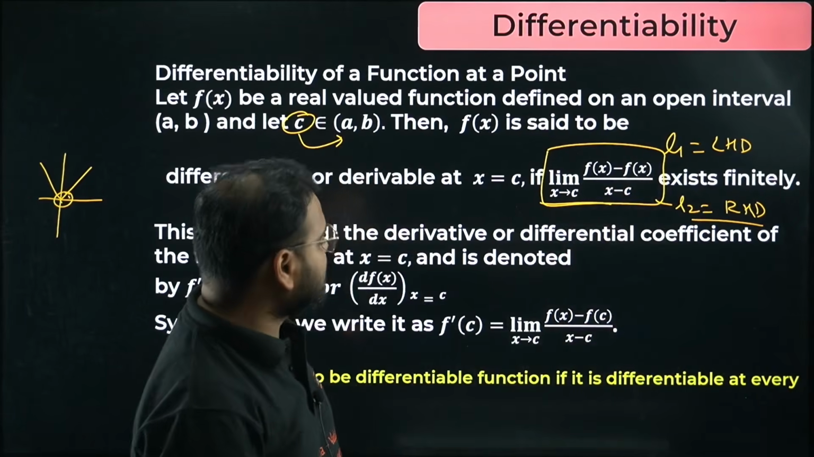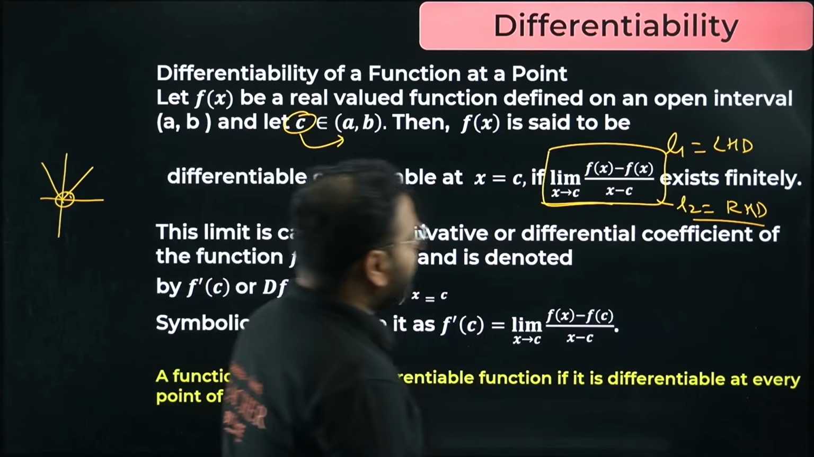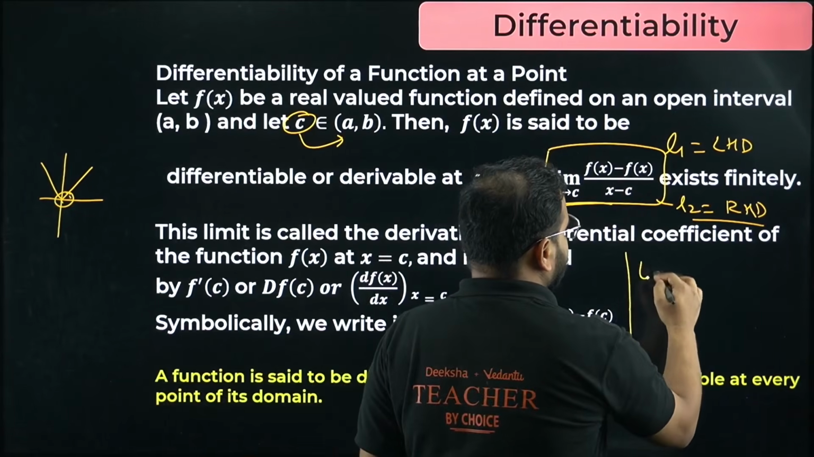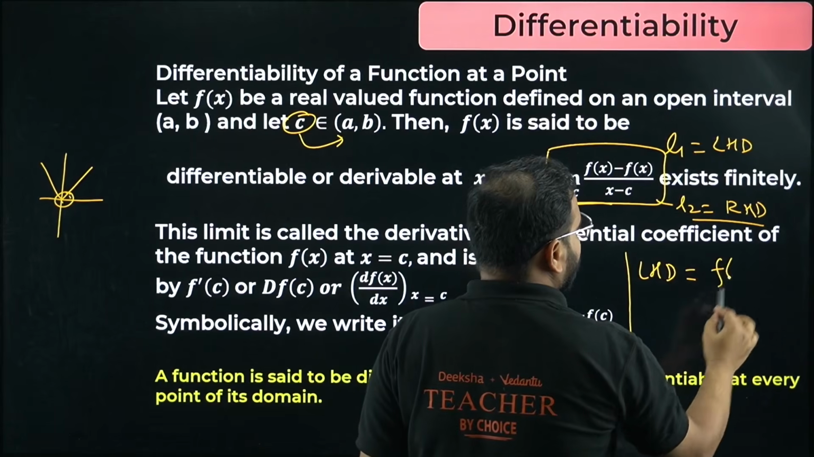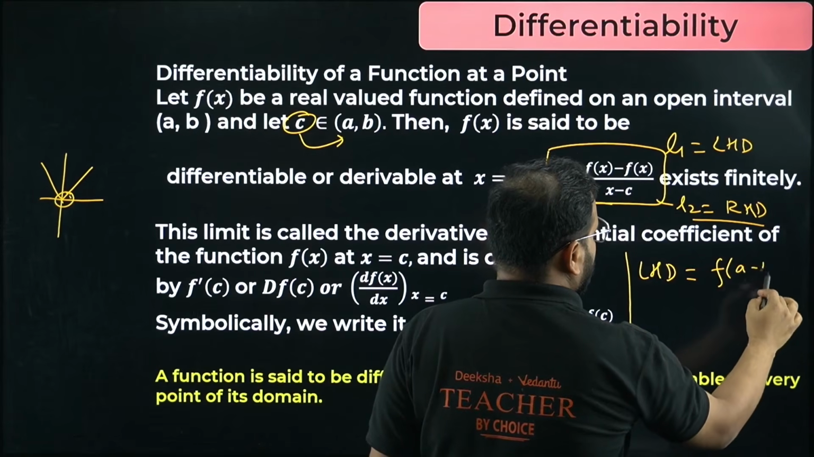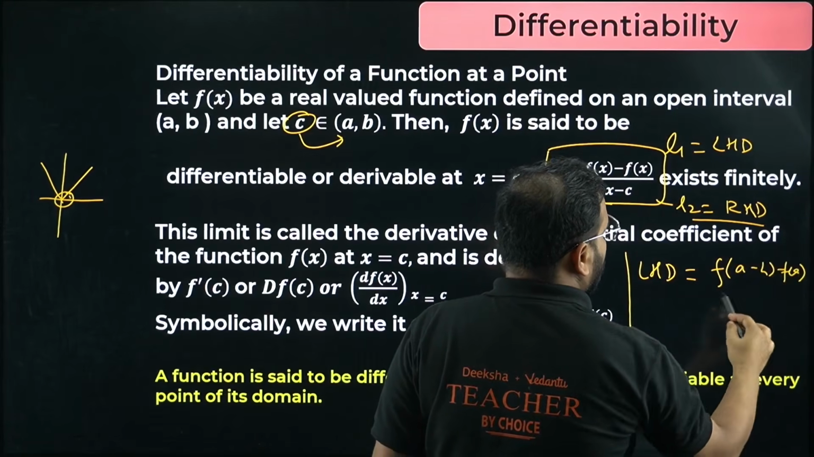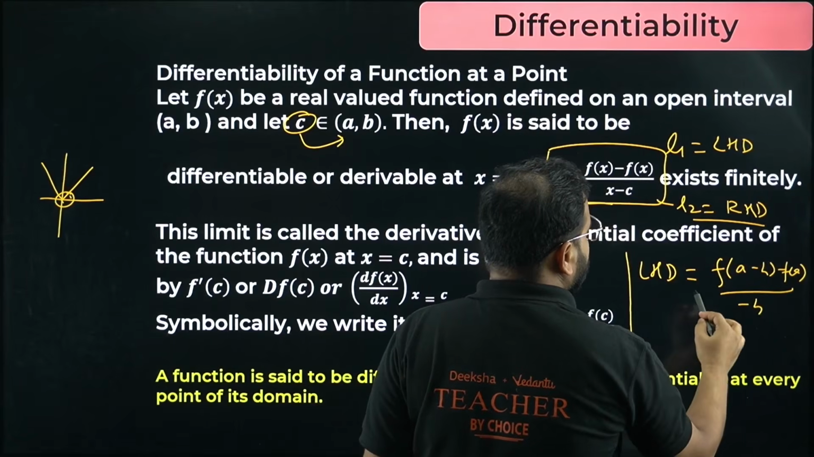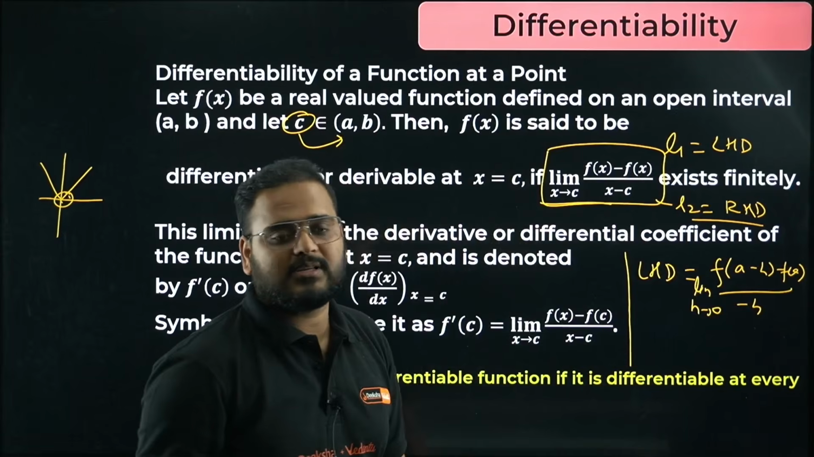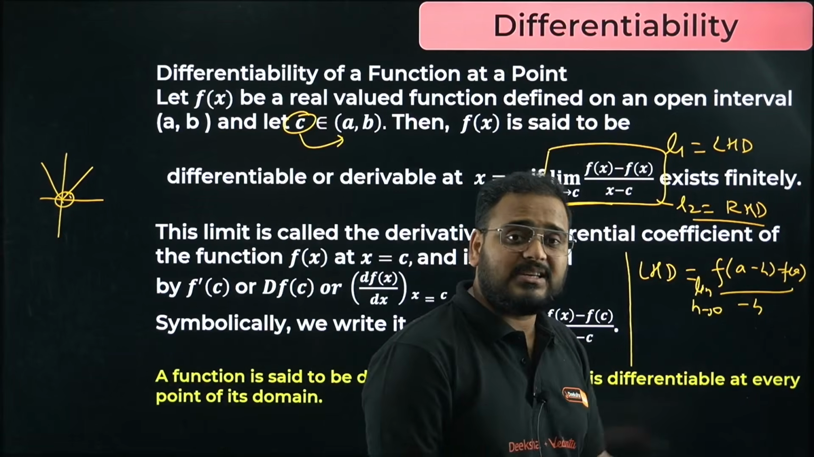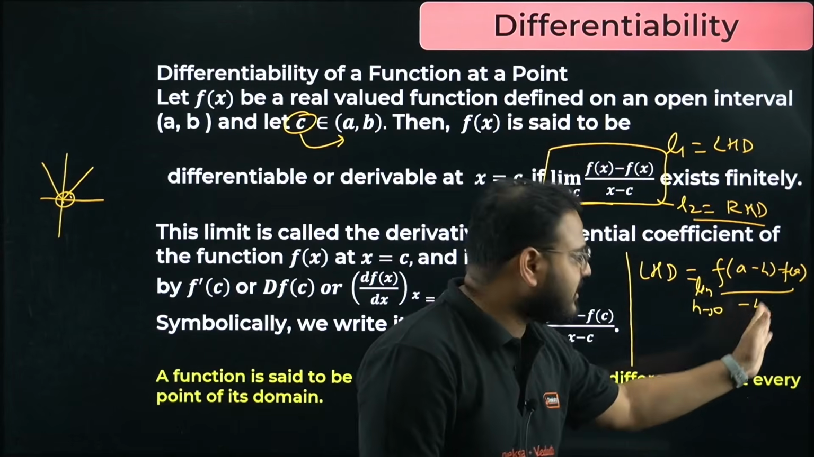You have to use this approach. How do you find the LHD and RHD? I'll show you for LHD. It will become f of a minus h minus f of a, divided by minus h, where limit h tends to 0. That's your LHD expression: f of a minus h minus f of a upon minus h.